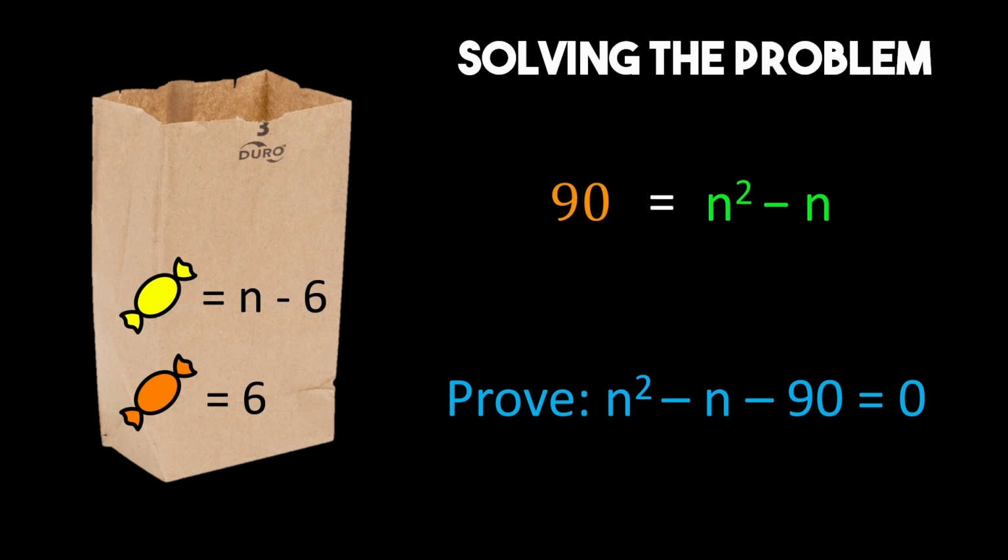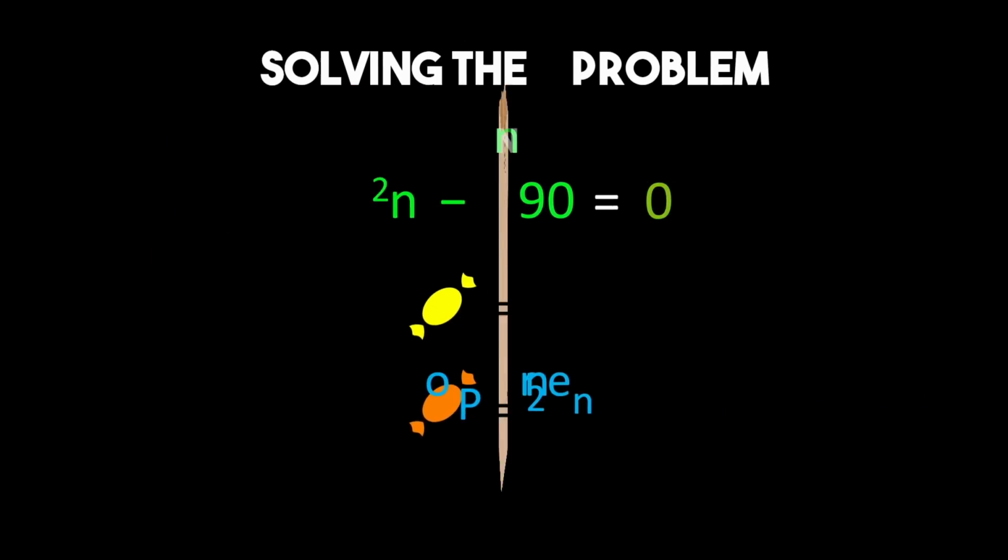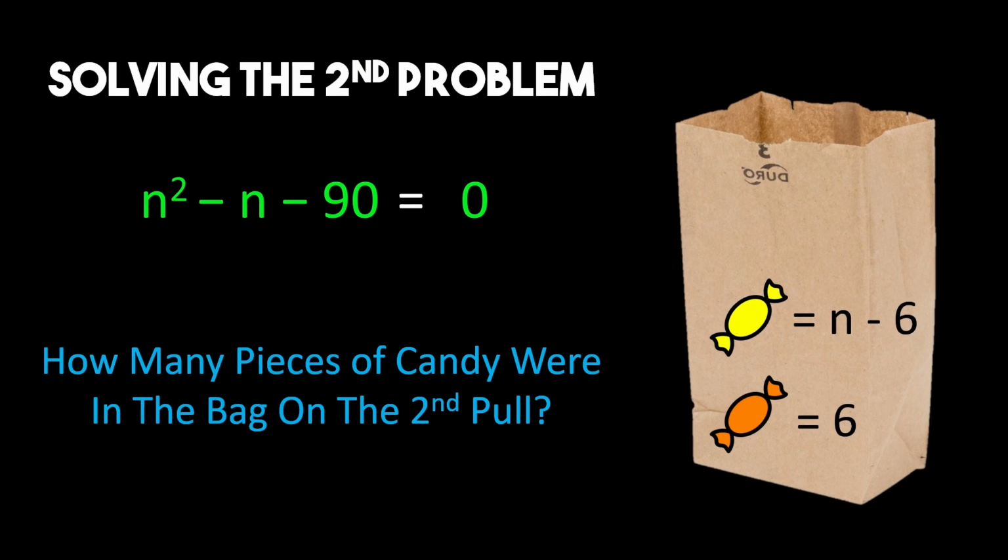Would you look at that, we have all 3 terms in that last line somewhere in our equation. And at this point, it should be pretty obvious that all we have to do is subtract over that 90 to get our final equation of n squared minus n minus 90 equals 0. But we've still got one more question to answer. How many pieces of candy were in the bag on that second pull?